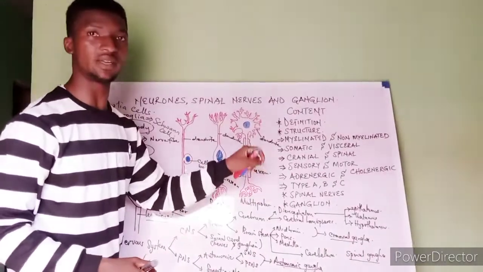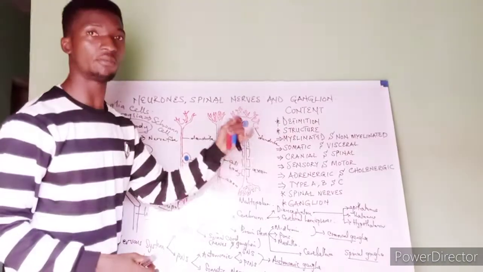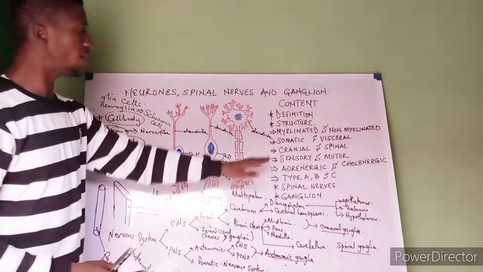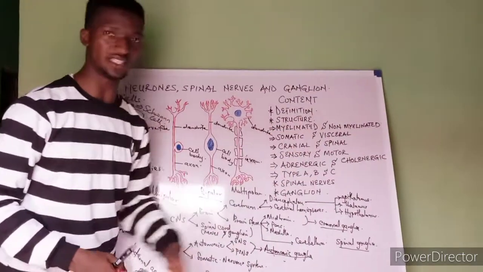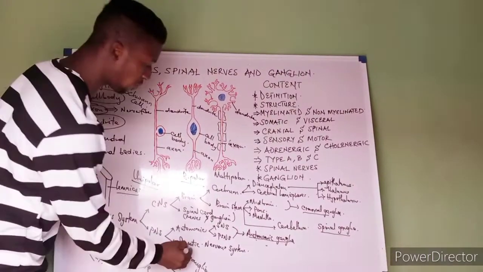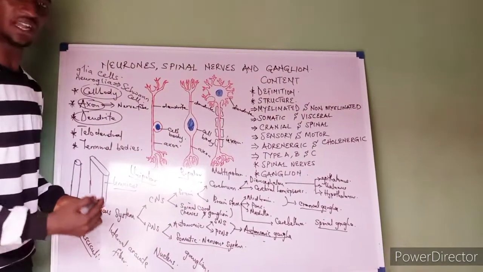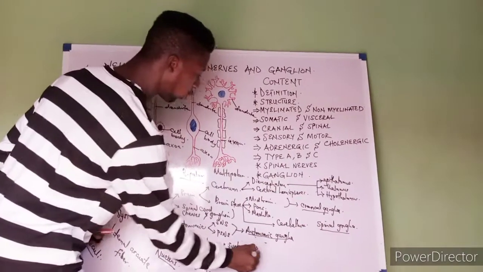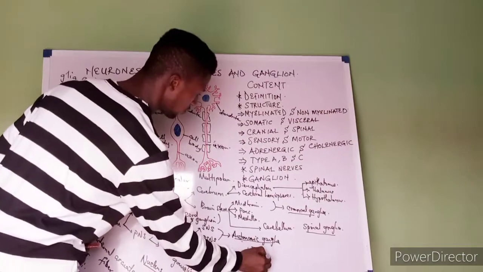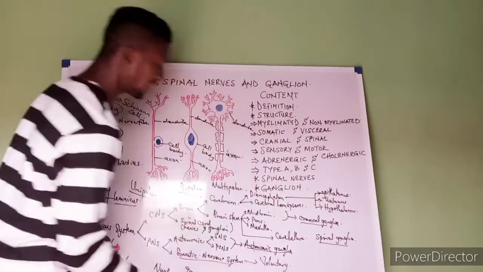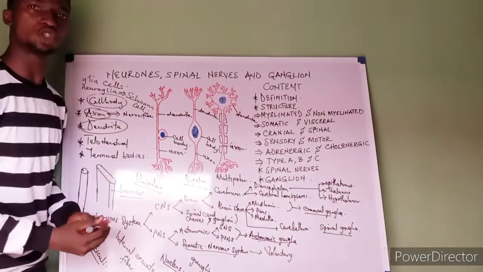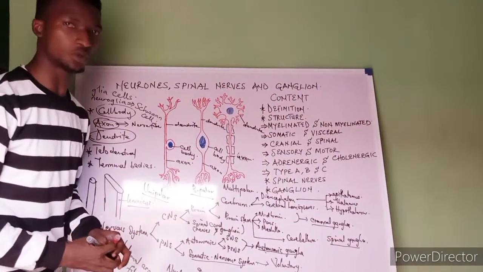So if the myelin sheath is not present, and the myelin sheath is made from fats, we call it non-myelinated. We also have what is referred to as the somatic and the visceral. What is the meaning of somatic? Remember, in this classification, we have the somatic nervous system. And I said the somatic nervous system is related to the coordination of consciousness, voluntary action, like actions related to muscles. So here we refer to them as the somatic nerve cells.